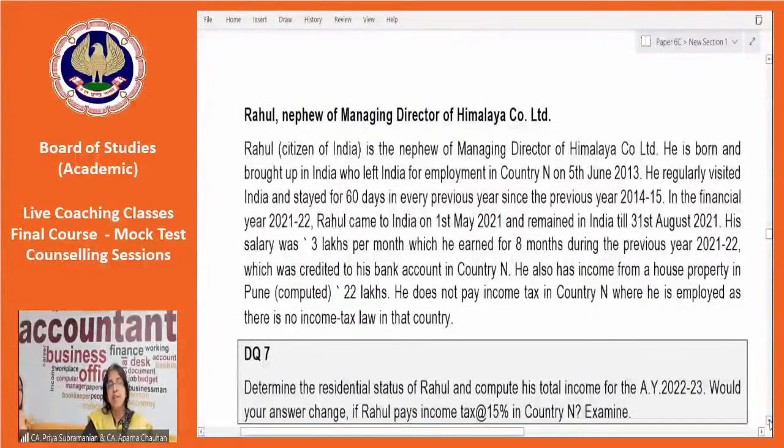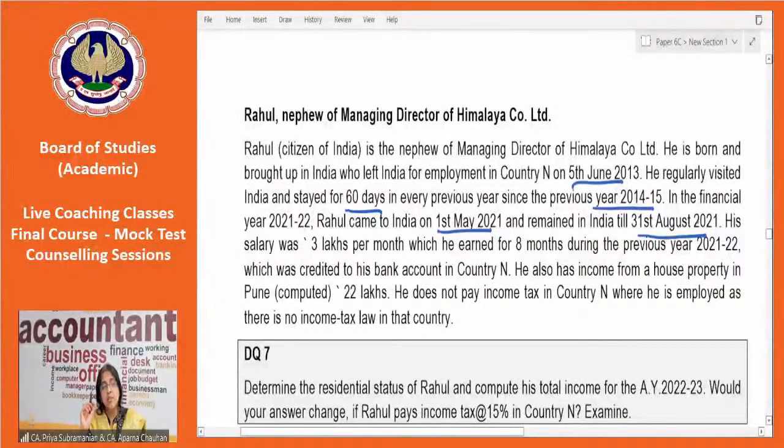Rahul, nephew of the Managing Director of Himalaya Company Limited. Rahul is born and brought up in India. He left India for employment in country N on 5th June 2013. He is now outside India, in country N. He regularly visited India and stayed for 60 days in every previous year since previous year 2015. In the financial year 21-22, Rahul came to India on 1st May 2021 and remained till 31st August 2021.